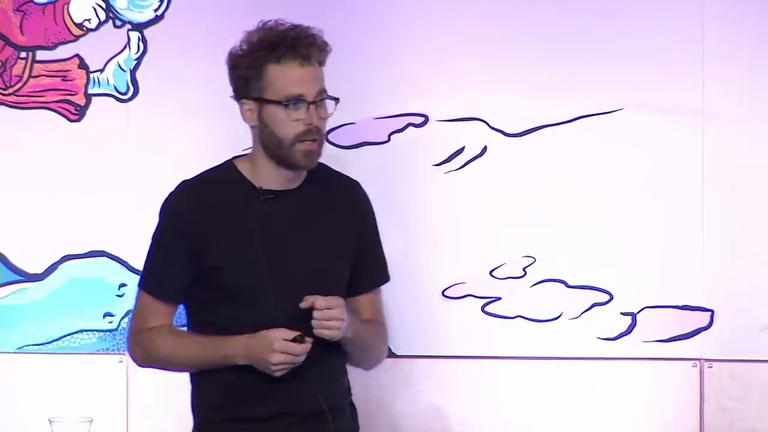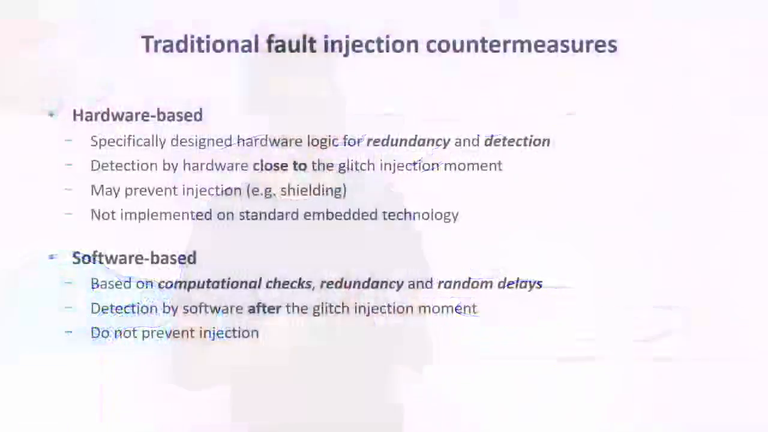For example, if you want to shoot a laser at a chip and you cover it with a shield, it's not possible anymore. However, we must realize that the standard embedded technology of today, so all the chips that you find in your phone, in most STBs and other equipment, will not have these features implemented. Whether that is because it's expensive or very difficult to do, we do not know exactly. So most of the things we're talking about are not prevented using hardware-based countermeasures.